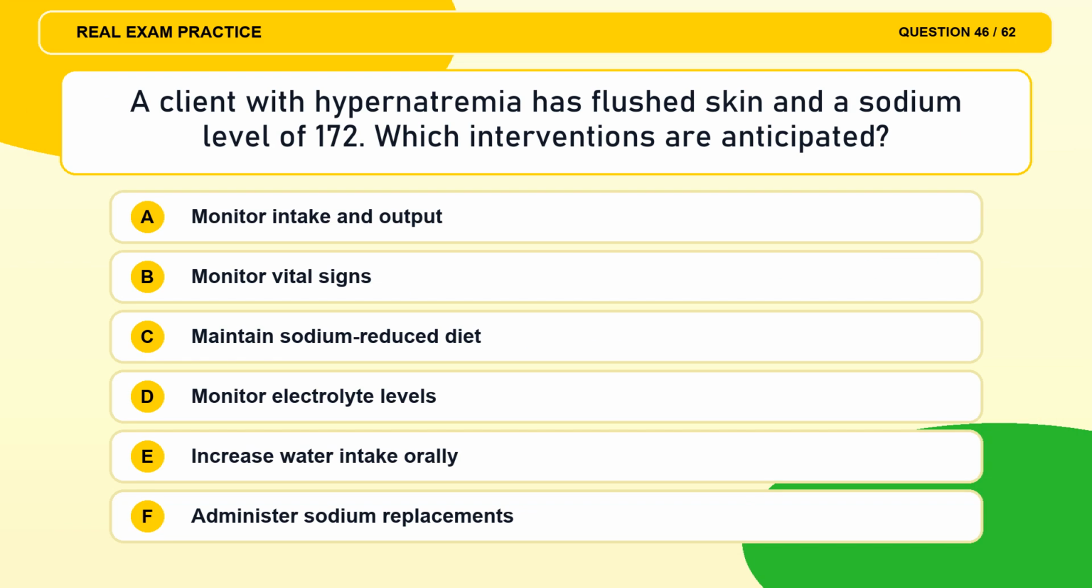Question 46. A client with hypernatremia has flushed skin and a sodium level of 172. Which interventions are anticipated? Option A, monitor intake and output. Option B, monitor vital signs. Option C, maintain sodium-reduced diet. Option D, monitor electrolyte levels. Option E, increase water intake orally. Option F, administer sodium replacements.